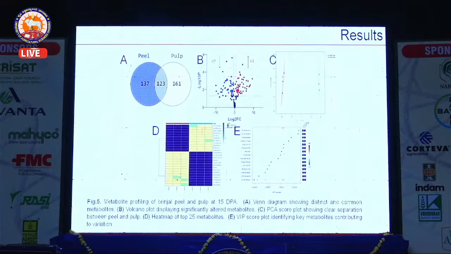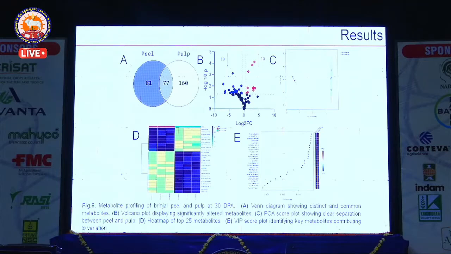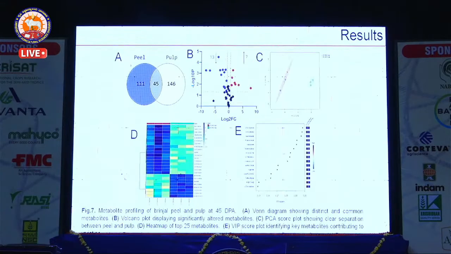This figure 5 represents the multivariate analysis for the 15 dpa peel and pulp samples, where we found 400 plus metabolites, in which 123 were common metabolites, where 44 metabolites were upregulated and 47 metabolites were downregulated. Whereas in 30 dpa we found 330 metabolites, where 77 metabolites were found in both peel and pulp, where 10 metabolites were upregulated and 19 metabolites were downregulated. In 45 dpa samples, the pulp sample had more metabolites, and only 45 metabolites were common in both.